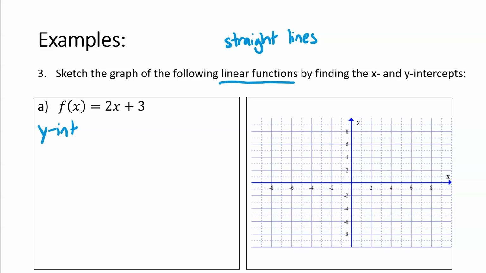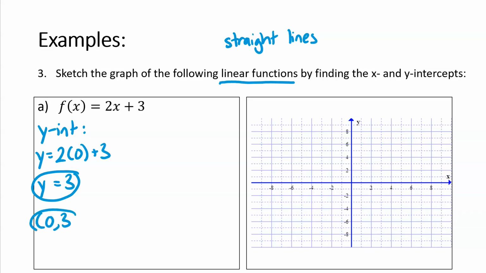The y-intercept, we know that happens when x equals 0. So that's y equals 2 times, let's write this more clearly, 2 times 0 plus 3. So that is y equals 3. Y equals 3, or as an ordered pair, (0, 3) is your y-intercept.